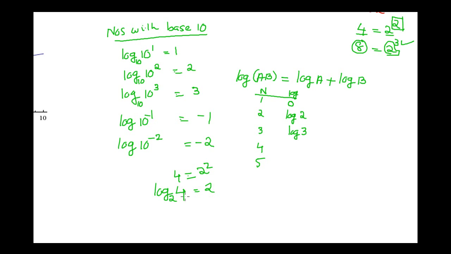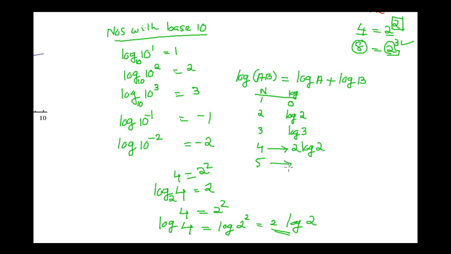Or the other way, we can also write 4 equal to 2 square. If we take logarithm on both the sides, log 4 will become log 2 square, and this becomes 2 into log 2. So that means log 4 becomes 2 times log 2. So if we know the value of log 2, then the log 4 can be computed. The log 5, we cannot decompose because 5 is a prime number. So let us take it as log 5 itself.